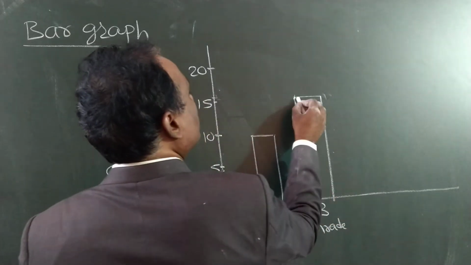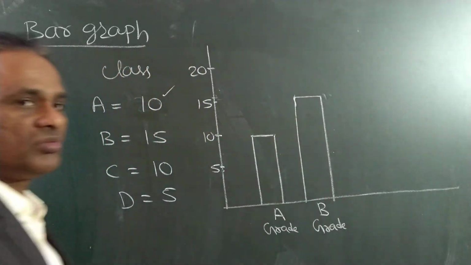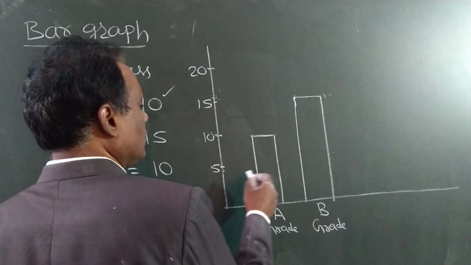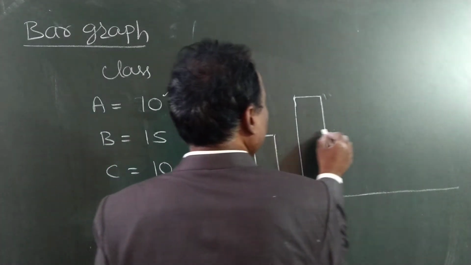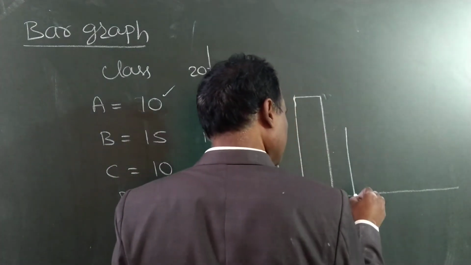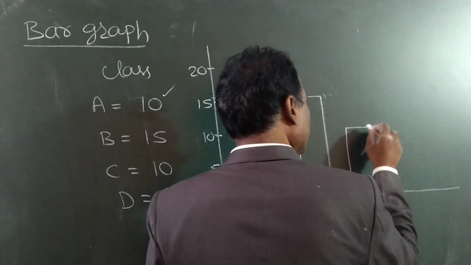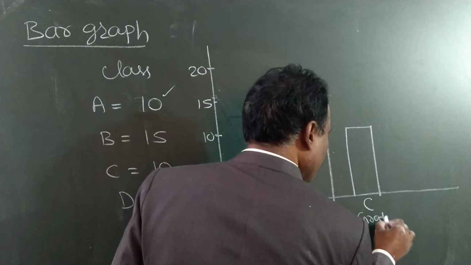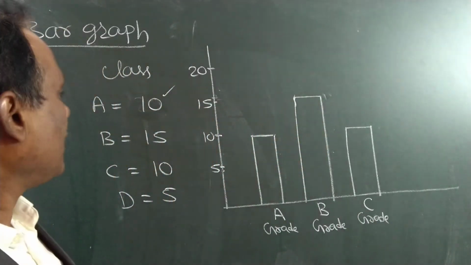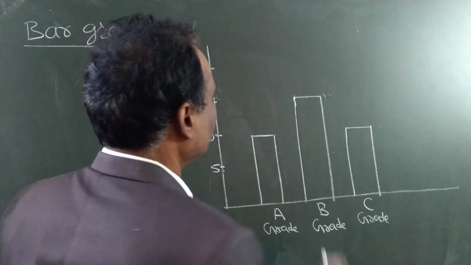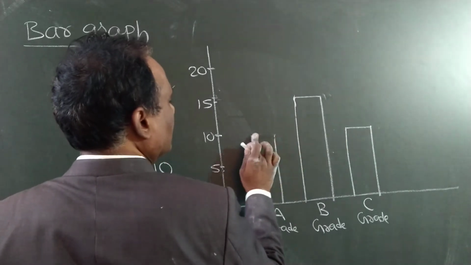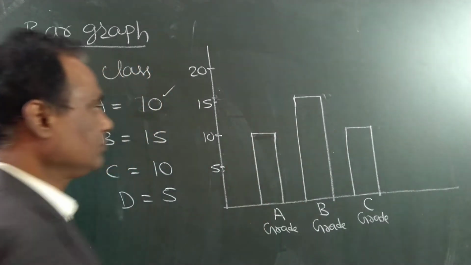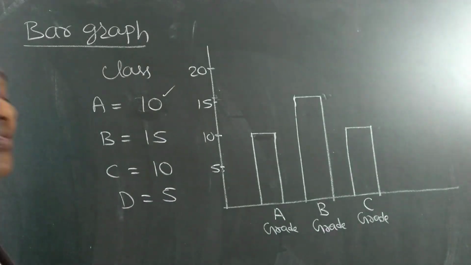B grade is up to 15. C grade is up to 10. D grade up to 5.